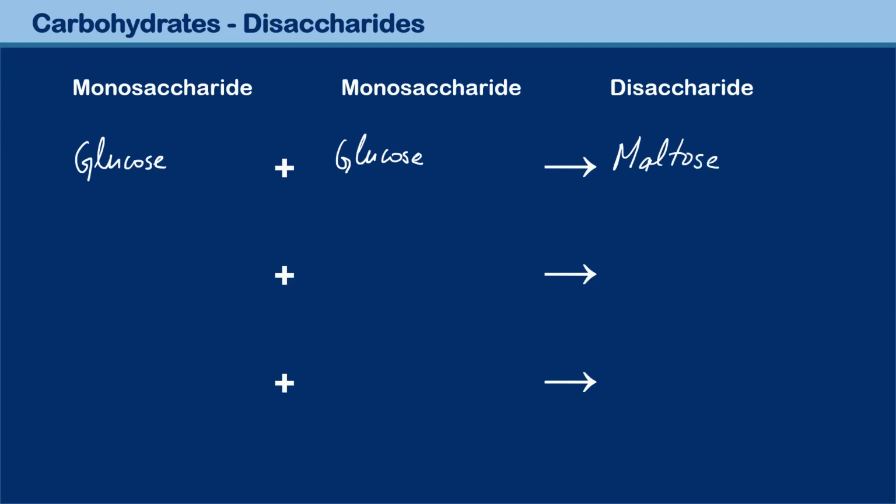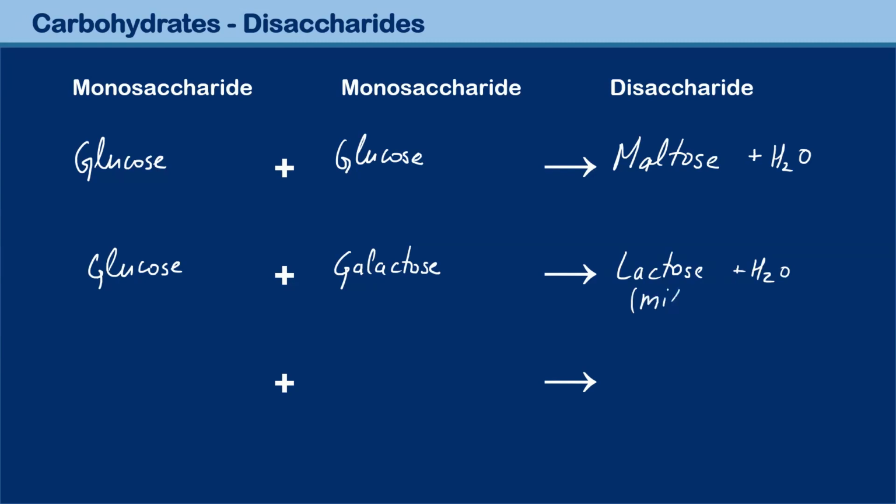And what else do you make in the process? When you join two substances together, you make a water molecule. It's a condensation reaction, of course. Okay. So another example is glucose. And if you join glucose and another monosaccharide known as galactose, you make the disaccharide lactose plus H2O.